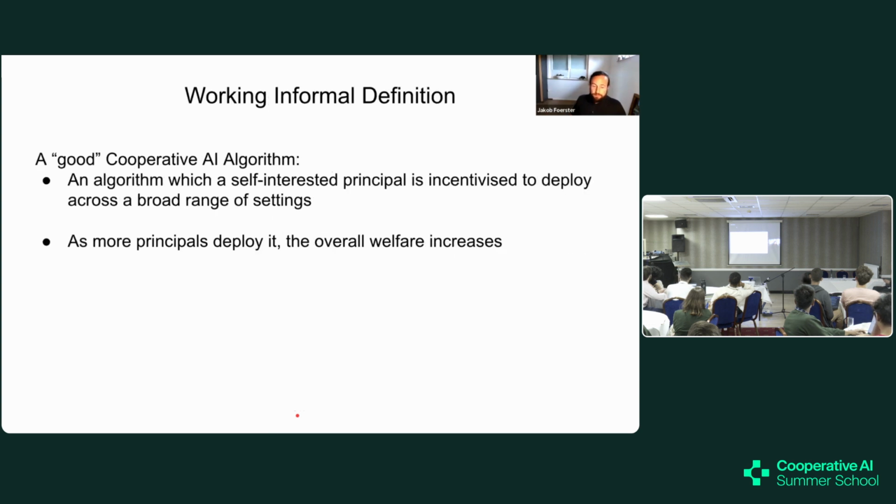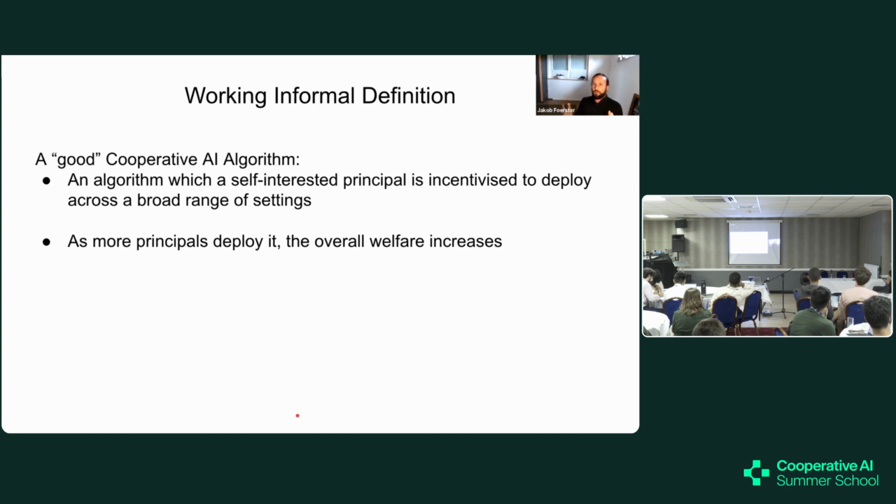So what do I suggest? In the rest of this talk, I'm assuming a working informal definition: a good cooperative AI algorithm is one that, first of all, a self-interested principal is incentivized to deploy across a broad range of settings. This means if I come to you and ask you, do you want to deploy this algorithm, you'll be able to make a case for it, this thing is truly going to maximize your reward.